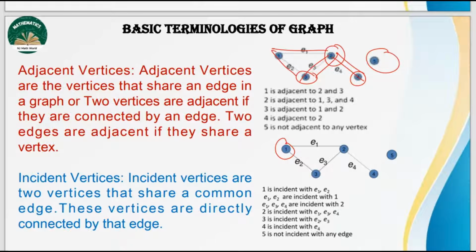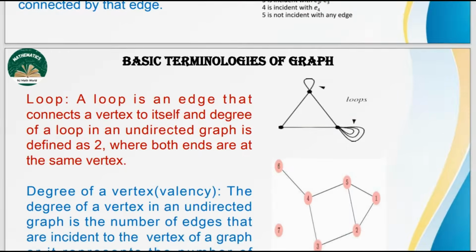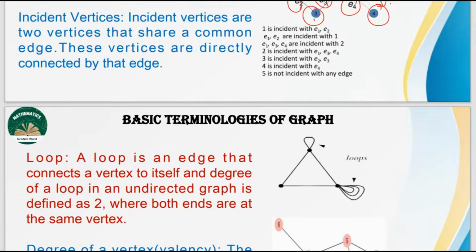incident with E1 and E2. E1 and E2 are incident to 1. We can write E1 and E2 are incident with 1. Then if I take 2, E1, E3 and E4 are incident to 2. If I take 3, E2 and E3 are incident to 3. If I take 4, only E4 is incident to 4. So the line which goes and touches that particular node is called an incident vertex.